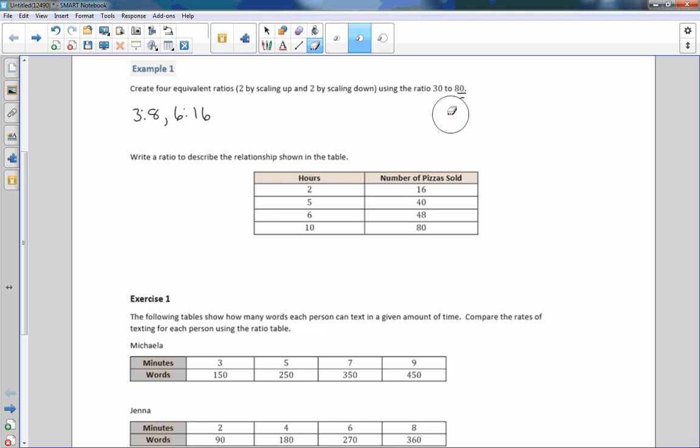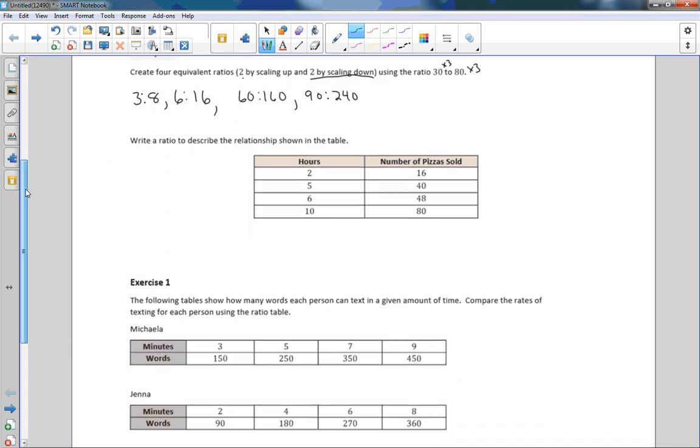So if I keep dividing, I'm going to get values less, but then if I multiply, I'm going to get values larger. So here are two that are smaller. I scaled down, and now I'm going to scale up. So if I take 30 times 2, then I'm going to get 60. And if I take 80 times 2, I'm going to get 160. And one more time, let's just keep it simple, times 3, 30 times 3 is 90, and 80 times 3 is 240. So there's two examples of scaling 30 to 80 up. Okay, there's all kinds of other ones I could do, but those are two of each.